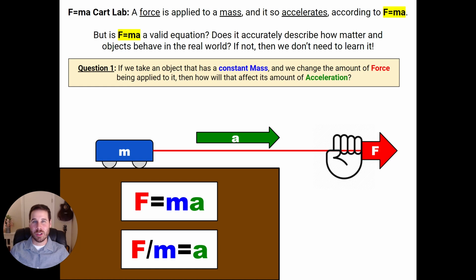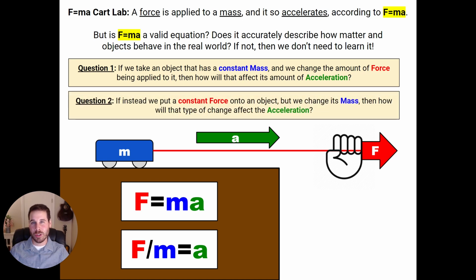Here's the first question we're going to try to answer in today's lab. If we take an object that has a constant mass, like this cart, which is not growing any larger or smaller, and if we change the amount of force being applied to it, say by pulling on the string harder or pulling on it softer, then how will that affect its amount of acceleration? Now you can probably guess that pulling harder on the cart is going to make it accelerate more, but is that really what's going to happen exactly? We'll figure that out today.